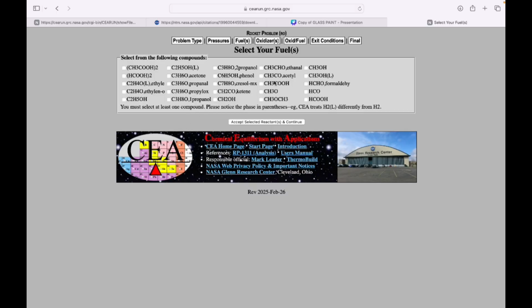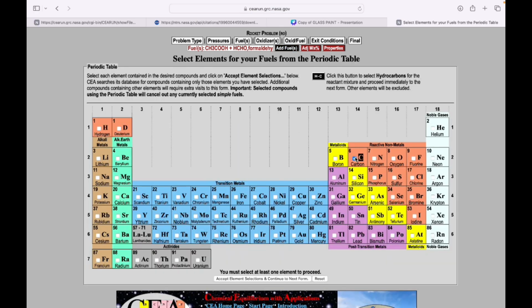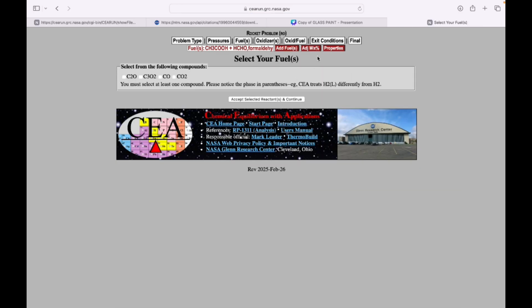From the periodic table I selected CH3COOH and HCHO plus CO. So this combination gives me C12H22O12. So that is the lactonic acid, sugar acid, which we don't use in reaction, but it is very close to C12H22O11. So for now we get a chemical formula.